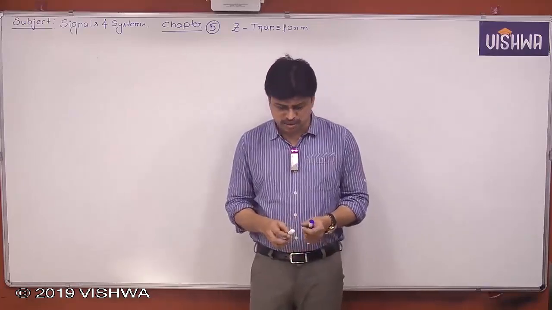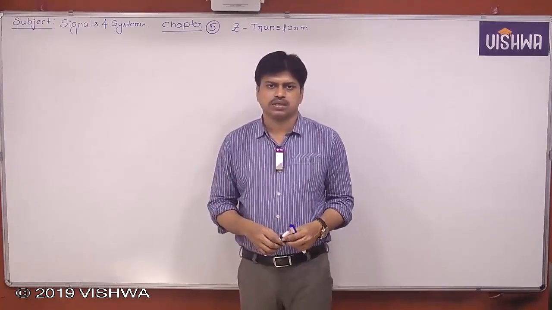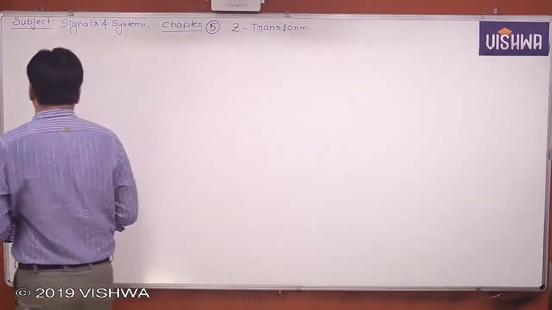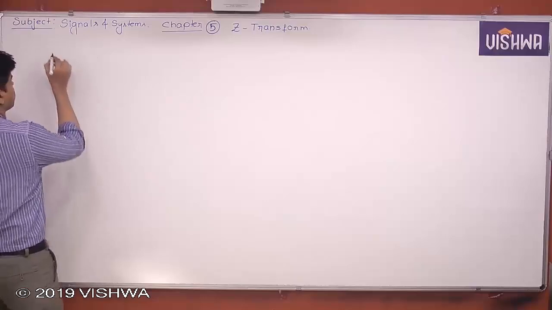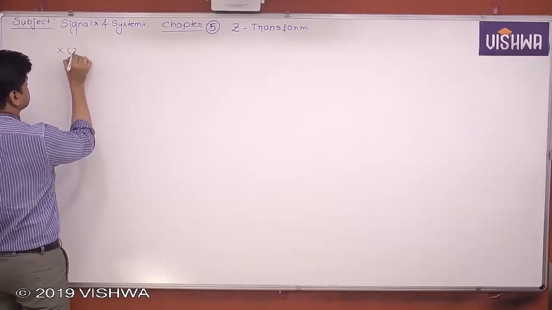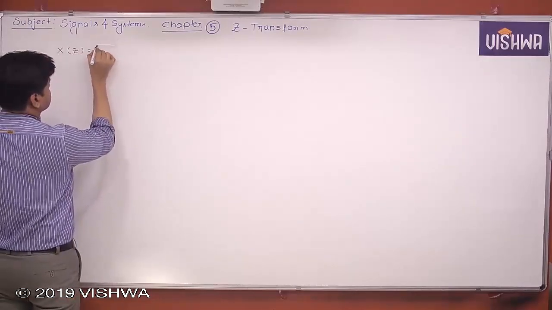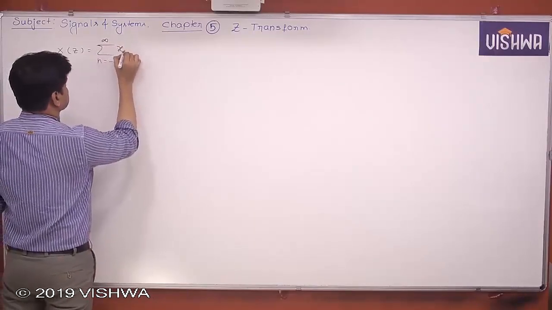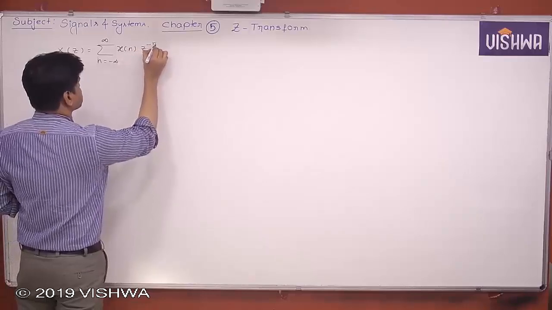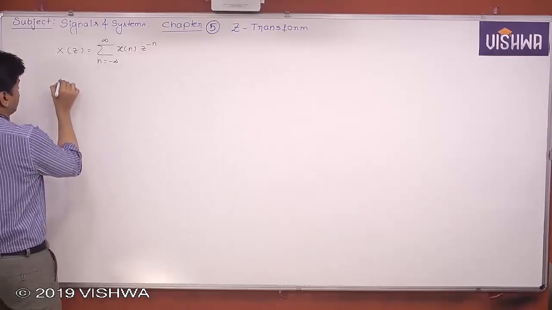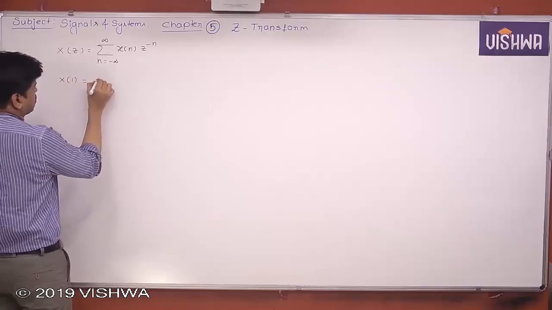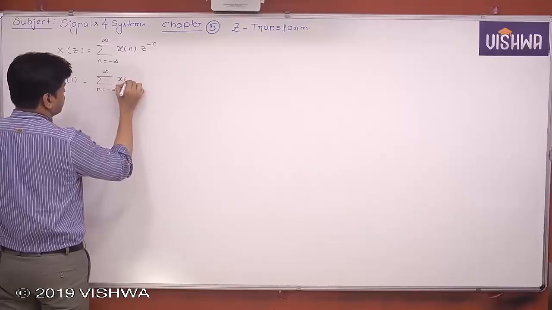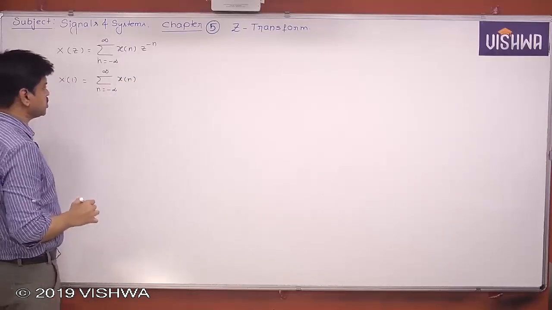Hi friends, welcome back. In the previous session we have seen the central ordinate property in the Z transform. I'm just repeating it. X of z is equal to summation n is equal to minus infinity to plus infinity x of n z power minus n. And at z is equal to 1, x of 1 is equal to summation n is equal to minus infinity to infinity x of n. This is what we have seen.